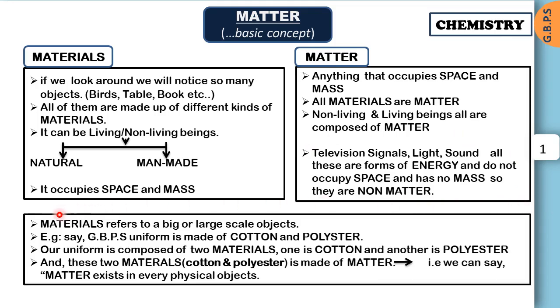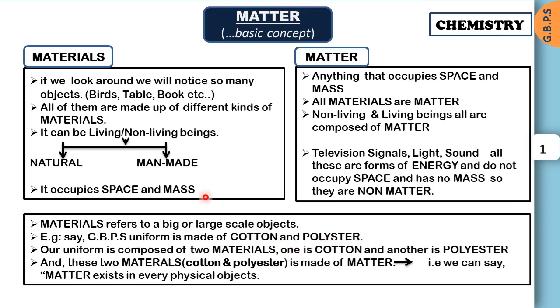Now, come to the difference of matter and materials. Materials refers to a big or large scale of object. Let us take an example. For example, say our school uniform is made up of cotton and polyester, or we could say our uniform is composed of two materials, that is, one is cotton and then another is polyester. That means here this cotton and this polyester is a material, but this cotton and this polyester is made up of matter. I think now it is clear to you what is matter and what is material.